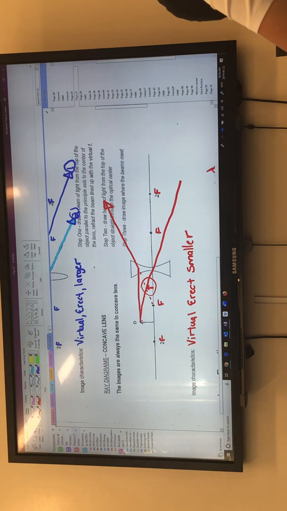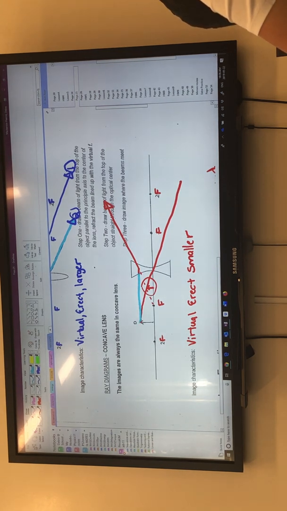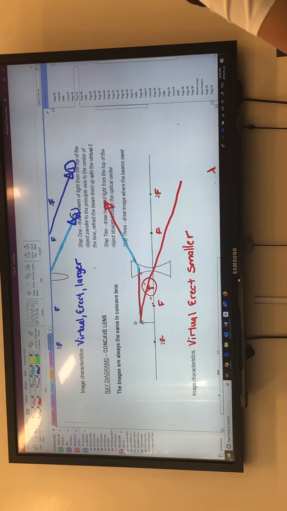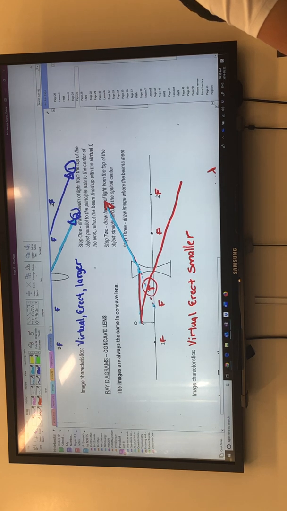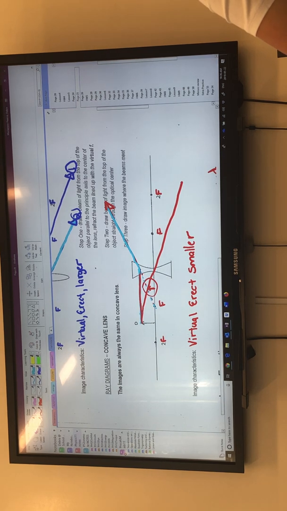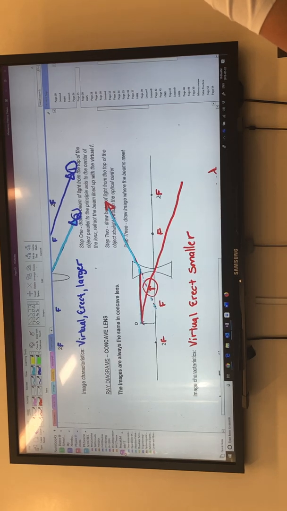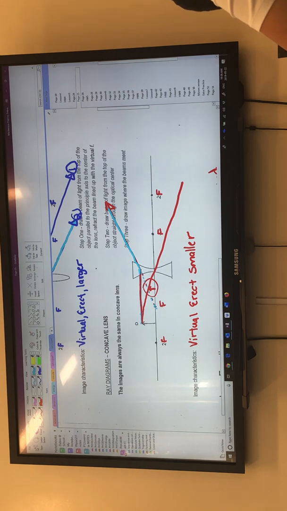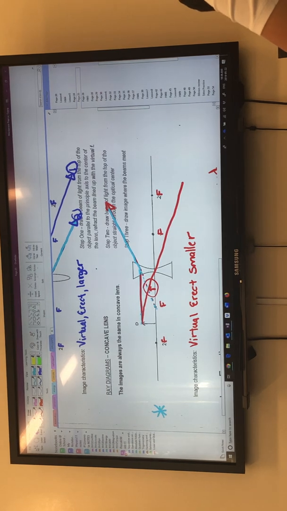So I draw it in parallel and it bends as if it were coming from F. The other ray goes straight through the middle, and so I go straight through the middle, and they cross in front. One of the lines is dotted. Obviously where they cross the top is right side up, so it's virtual, erect, and smaller. So there's the other diagram that's on the long answer.